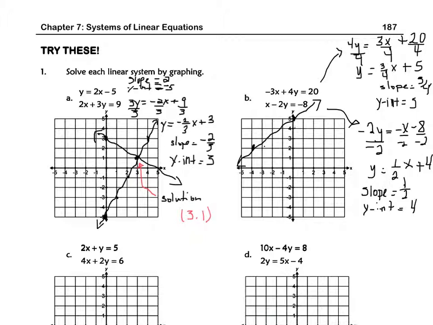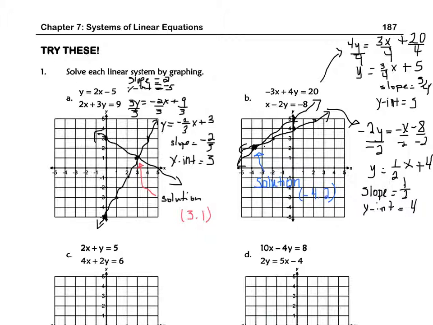So if we sketch that graph, the y-intercept is 4, and our slope is positive a half. So that would be up 1, right 2, or down 1, left 2. Down 1, left 2. So it's going to cross over right there. So our solution has coordinates negative 4, positive 2.